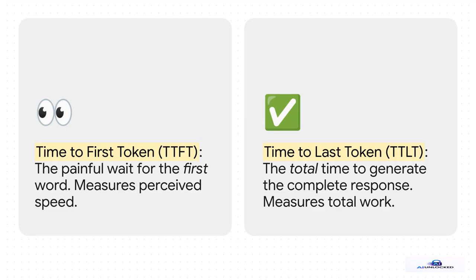First is time to first token, or TTFT. That's that initial agonizing wait where the user is just staring at a blinking cursor. This is all about perceived speed. Then you have time to last token, or TTLT, which is the total time for the model to finish the whole job. Both matter, but man, that initial wait is what really drives users crazy.